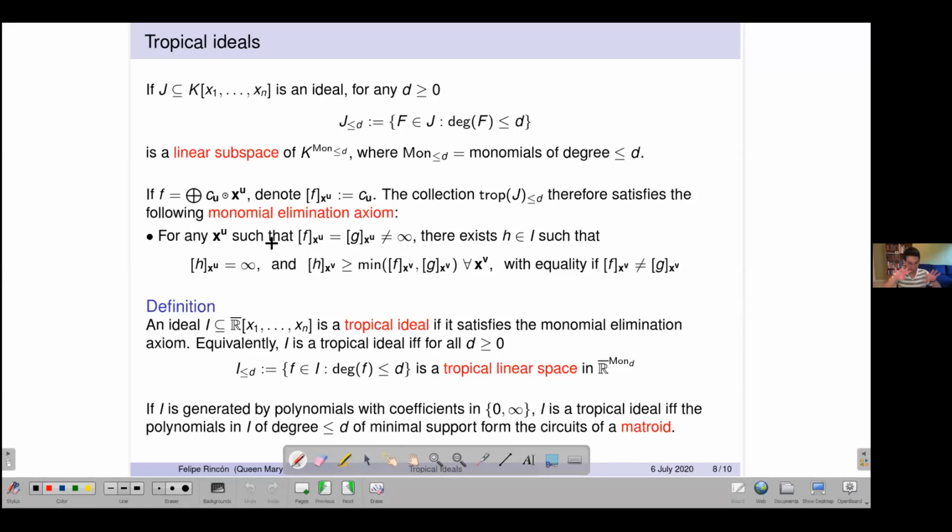Whenever you take two polynomials with the same coefficient in some monomial, then you can eliminate that coefficient, and there is some other tropical polynomial where that coefficient is infinity, where that monomial doesn't exist, and the others only go up.